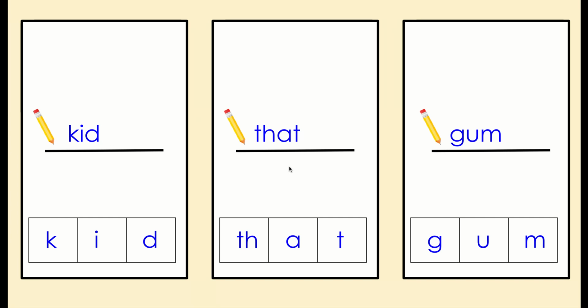The next word, that. T-H-A-T, that. Remember, even though it's one sound, two letters make that sound, T-H-A-T. And the last one, gum. G-U-M is how you spell gum.